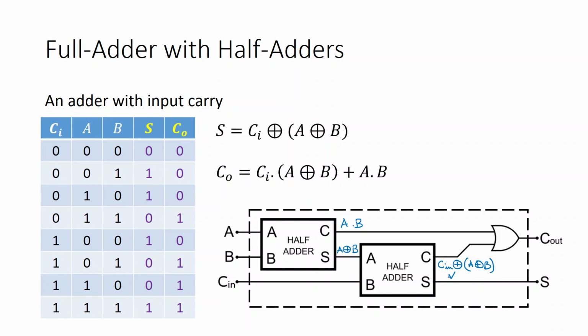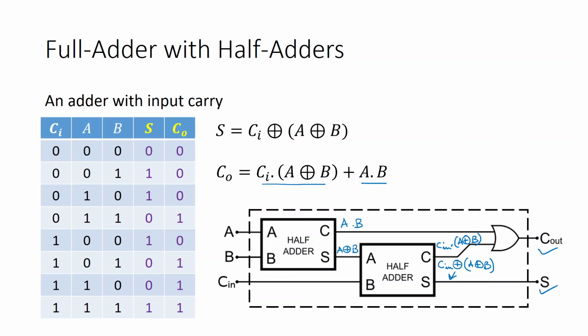Sorry, this is here, this one. You get this here, and what you get here, you would get C in dot A XOR B on this line, and this expression is this one OR of this one. So you put an OR gate here and you get the C out. This is already obtained. So this is how you can obtain a full adder with half adders.